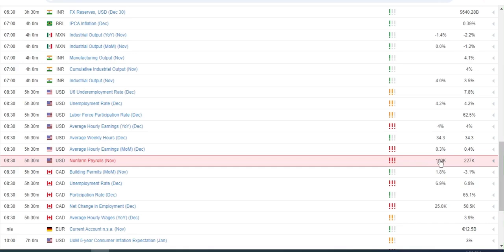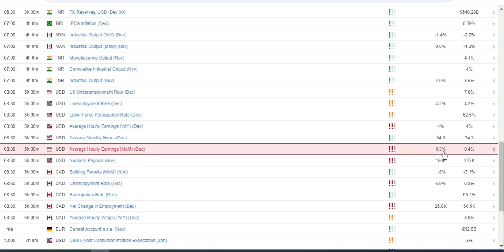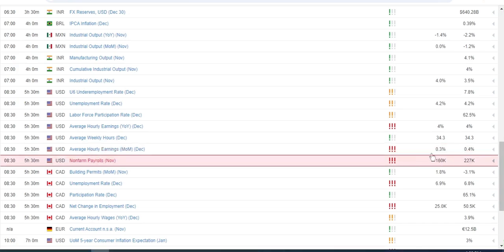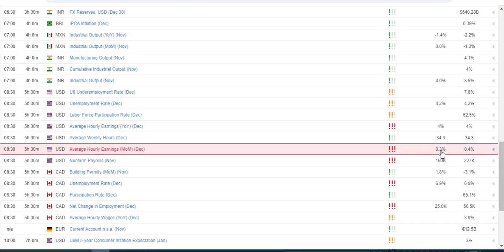So let's say if we want to understand a bullish dollar, we want to see this number be at least more than 160k, and this to be 0.4%, or we want to see this at least more than 185k, and even if it comes similar, it is still bullish, not significantly, but it is still bullish.